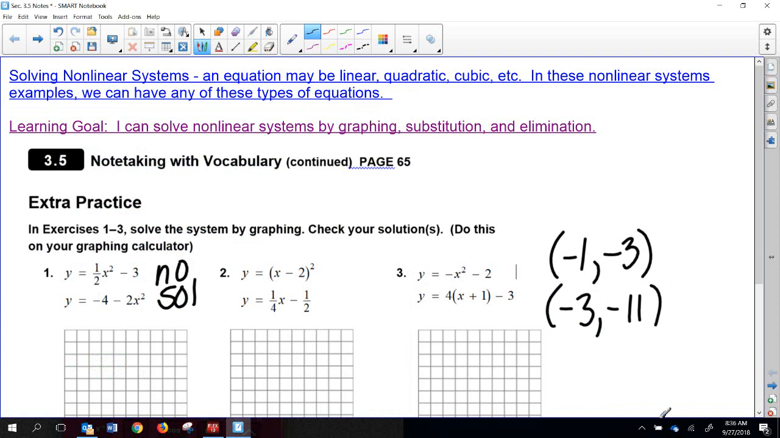What questions do you have so far? All right. Anytime they ask you to solve the system by graphing, I'd like for you to go ahead and do it on the calculator. Okay? Anything by graphing.